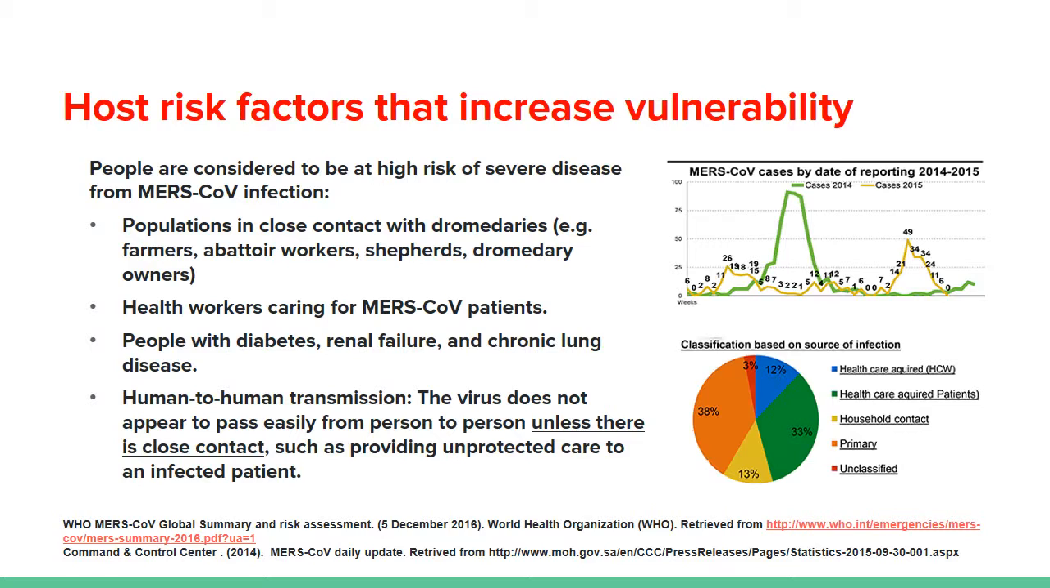The World Health Organization considers certain groups to be at high risk for severe MERS, including sub-occupations such as camel herders, abattoir workers, shoppers, or dromedary owners, who are more vulnerable to MERS-CoV than others. Health workers caring for MERS-CoV patients, and people with diabetes, renal failure, or chronic lung disease are also at risk. Human-to-human transmission: the virus does not appear to pass easily from person to person unless there is close contact, such as providing unprotected care for an infected patient.